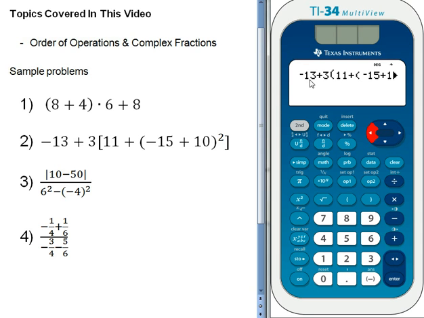Okay, so we've got negative 13 plus 3, a parenthesis, 11 plus another parenthesis, negative 15. And then we've got our plus 10 parenthesis to the power of 2 and our closing parenthesis. So we've got everything in correctly. And we press enter, and it tells us that the answer is 95.